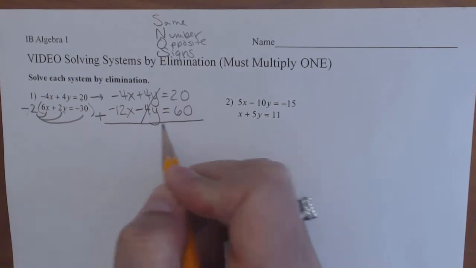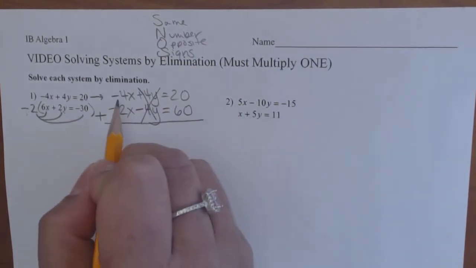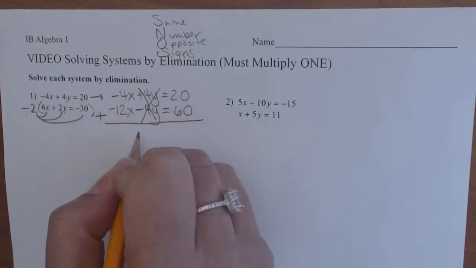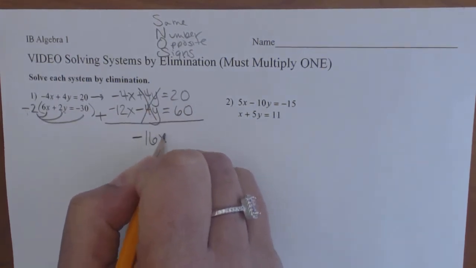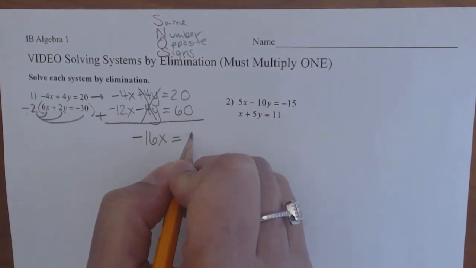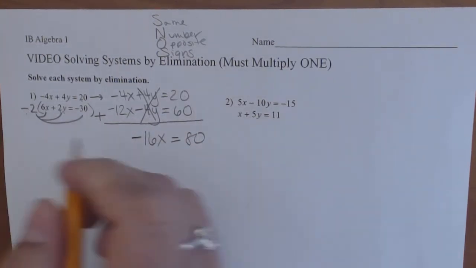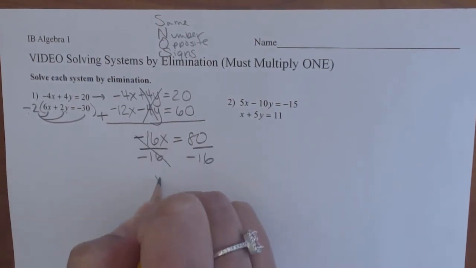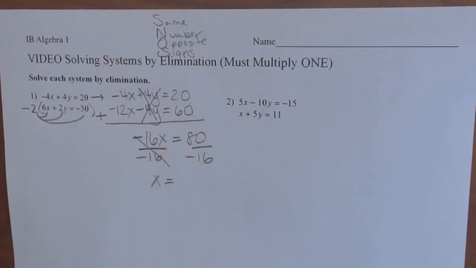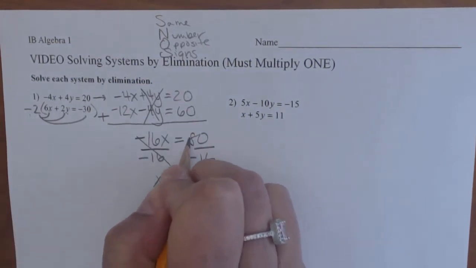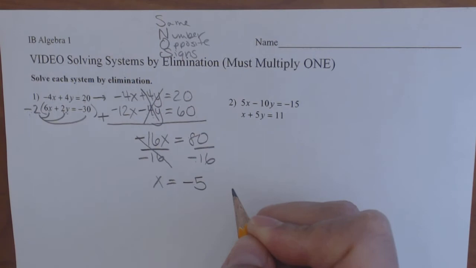So let's add. These cross out. That's what I want to eliminate. We add negative 4x plus negative 12x, and I get a negative 16x. We're going to add 20 plus 60, and we're going to get 80. Then we're going to divide both sides by negative 16, and x is going to come out to be negative 5, because positive divided by negative is negative.